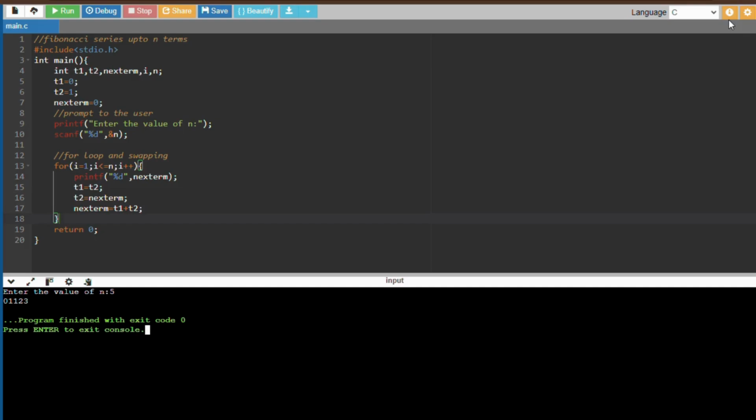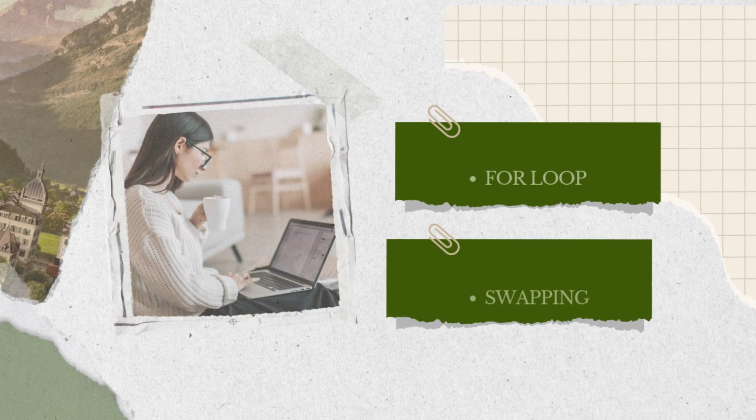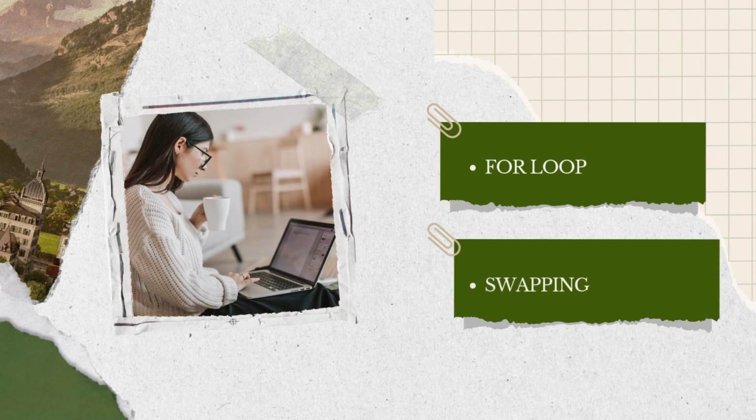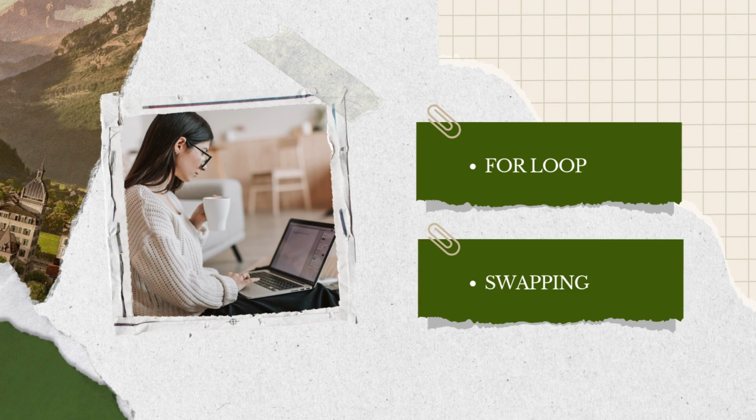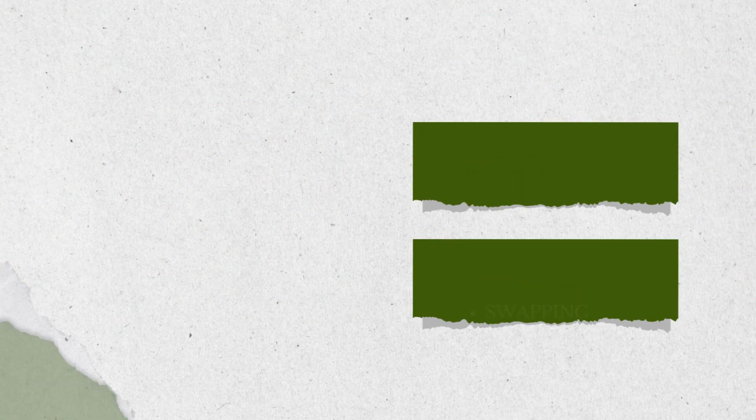So this is all about the Fibonacci series up to n terms. In this video, we have covered how to solve the Fibonacci series up to n terms by using a for loop and also swapping. These are the two main logics that we have used to solve the Fibonacci series.